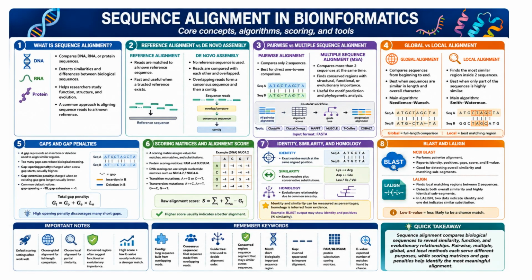Sequence alignment compares DNA, RNA, or protein sequences. Scoring matrices, identity, similarity, and homology help interpret the results. Tools like BLAST and LALIGN facilitate efficient comparison and detection of biological relationships.